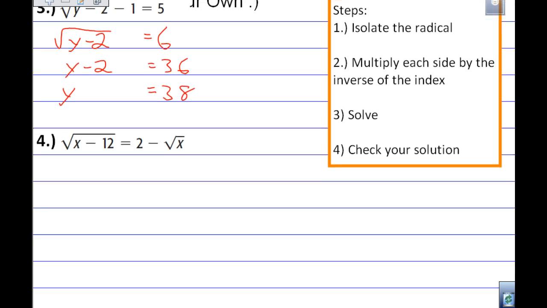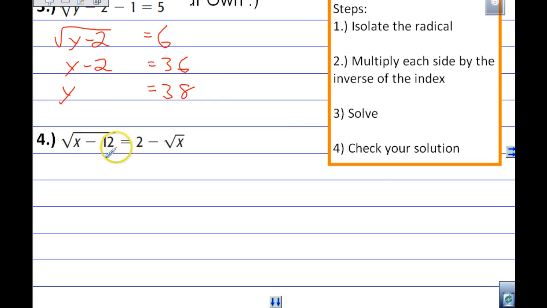But you can kind of see the pace of these and how they should be going. Here, we cannot isolate the radical on both sides. So we just have to go straight to squaring, and we'll have a little bit of work squaring the right-hand side. So we get x minus 12 on the left, and on the right-hand side, 4, 2 times 2. Minus, what do you get in the middle there?